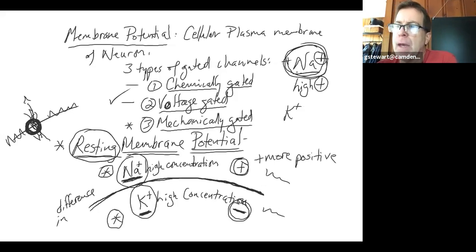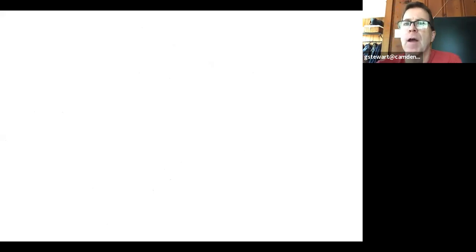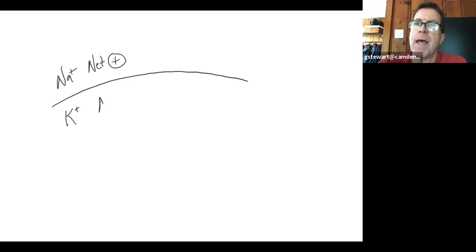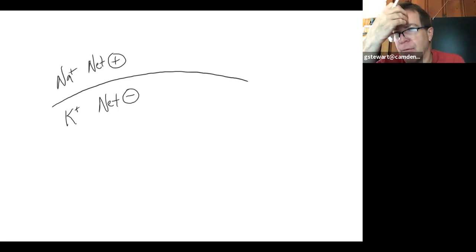So I'm making a mess here. I'm going to go to another board and just continue and clean up my diagram. So at resting membrane potential, just remember this. There's a high concentration of sodium ions out, there's a high concentration of potassium ions in. This creates a net positive charge outside of the cell and a net charge of negativity inside of the cell.